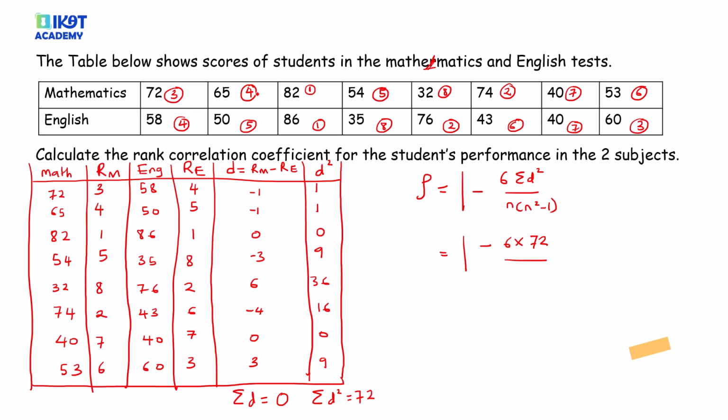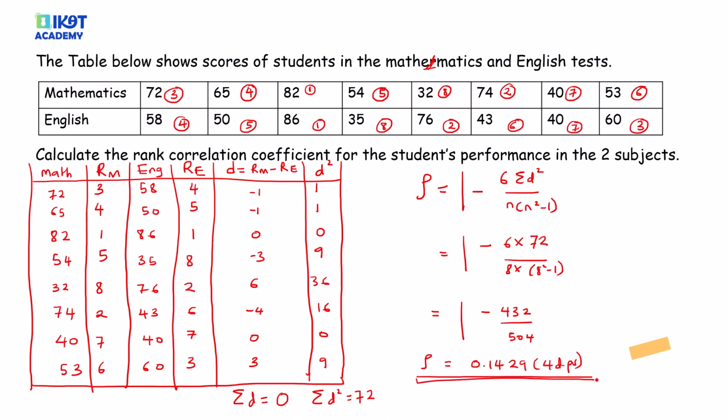So you count 1, 2, 3, 4, 5, 6, 7, 8. There are 8 pairs. This will be 8 times 8 squared minus 1. So you put this is 1 minus 432 out of, that would be 504. Get your answer as 0.1429 to four decimal places. So this would be the answer you get.